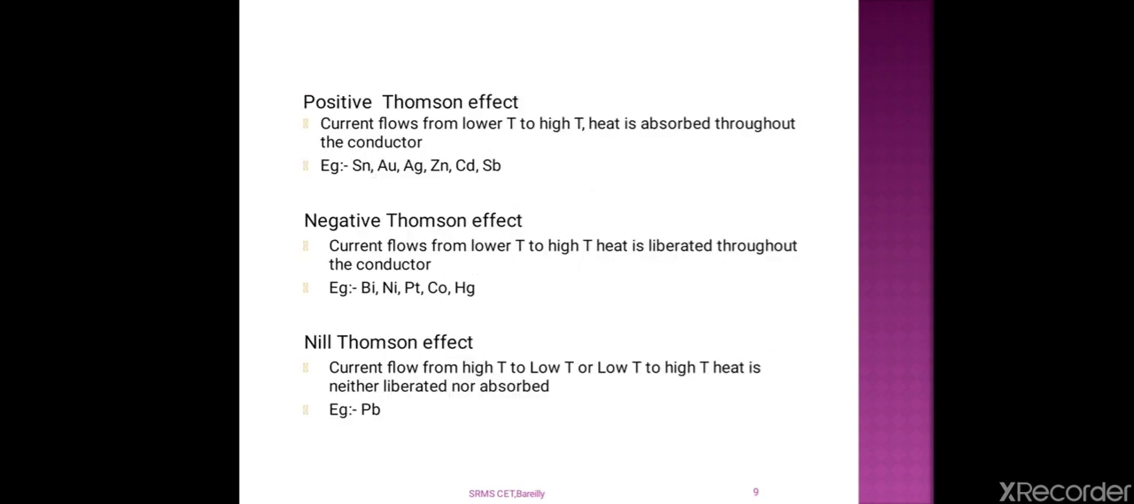The Thomson effect is further divided into three types: positive Thomson effect, negative Thomson effect, and nil Thomson effect. The positive Thomson effect states that when current flows from low T to high T, heat is absorbed throughout the conductor. The negative Thomson effect states that when current flows from low T to high T, heat is liberated throughout the conductor, and the nil Thomson effect states that when current flows from high T to low T or low T to high T, heat is neither liberated nor absorbed. You can see its example also.